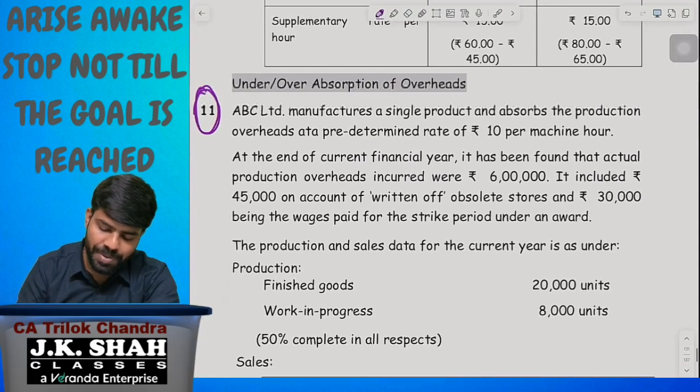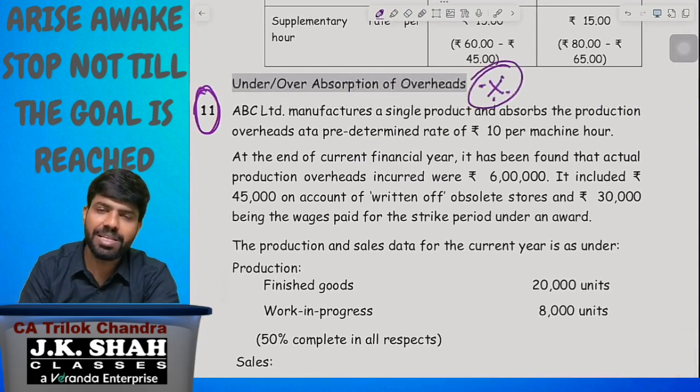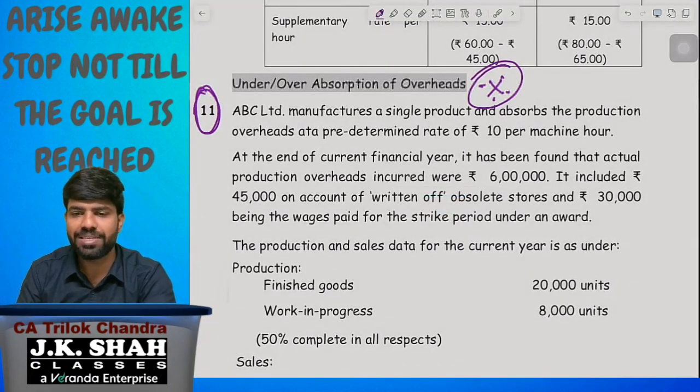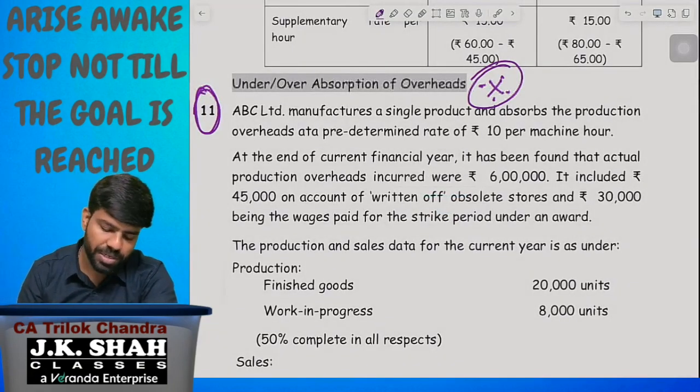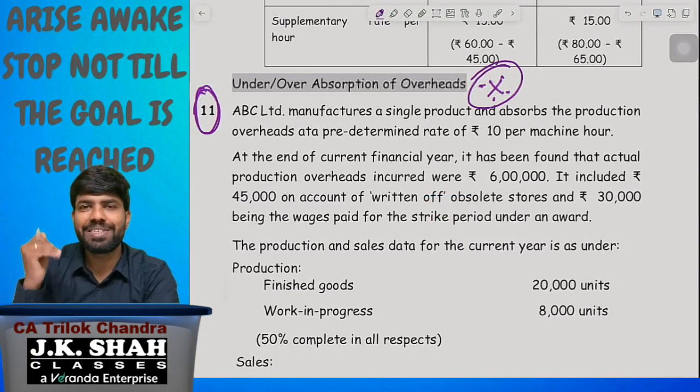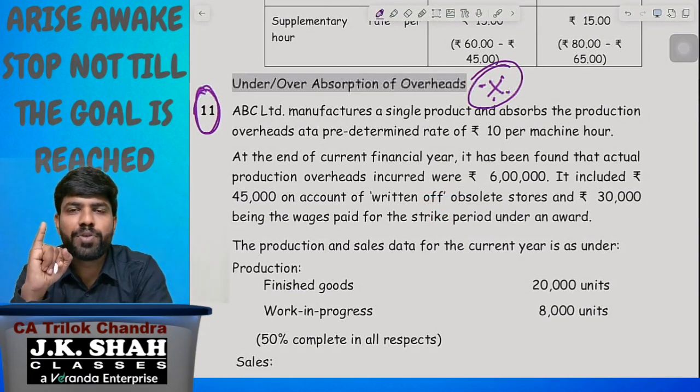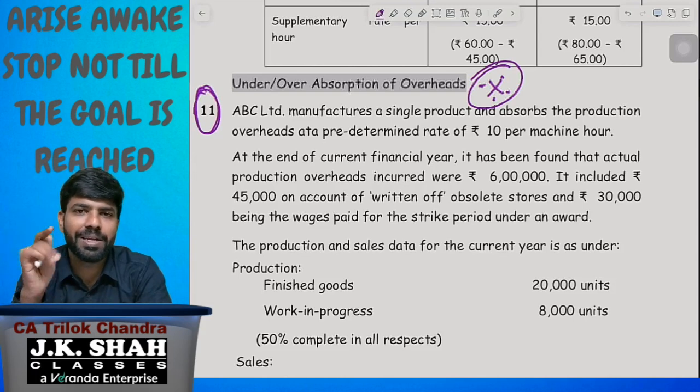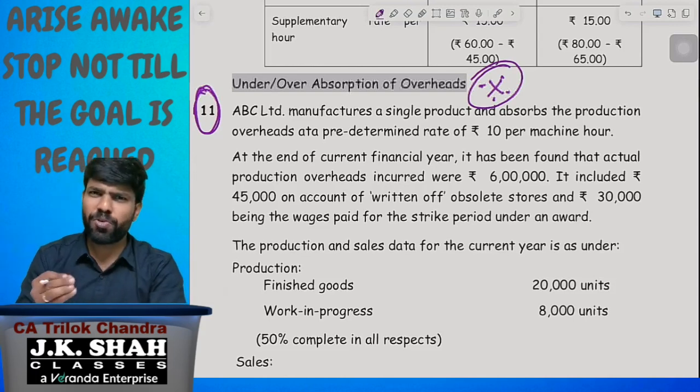I can mention it as a very important question because in January 25, the same question came in the examination. Look at the question, very simple. Go step by step: calculate absorbed overheads, under-absorption, treatment of under-absorption, supplementary rate, impact on profit. 5 steps. In every question you can do the same thing.